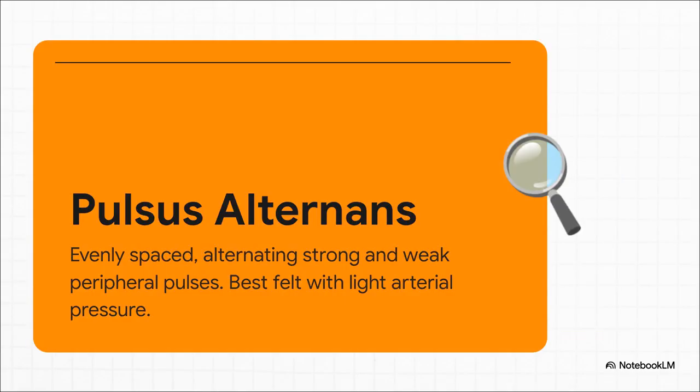Pulsus alternans is when you feel the pulse and there's a beat-to-beat change in its strength. You'll feel a strong beat, then a weak one, then a strong one, then a weak one. It's this very distinct pattern that tells you the heart is really, really struggling. It's a subtle but incredibly important sign.